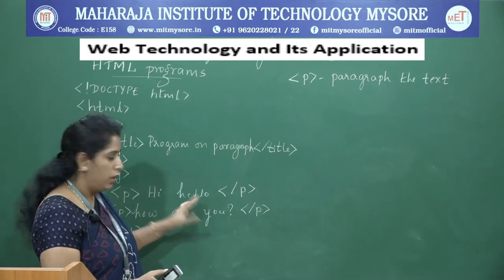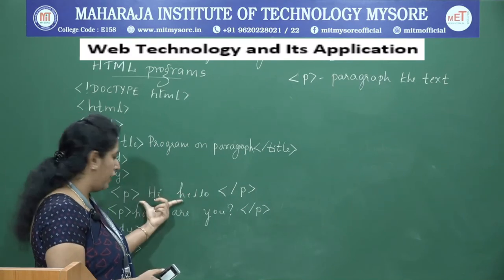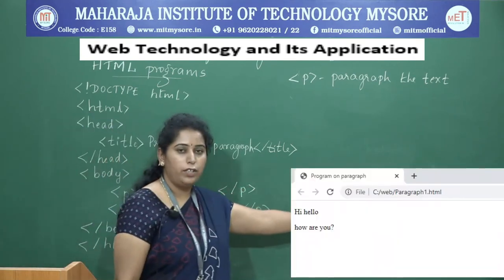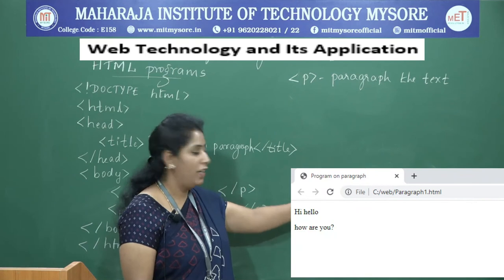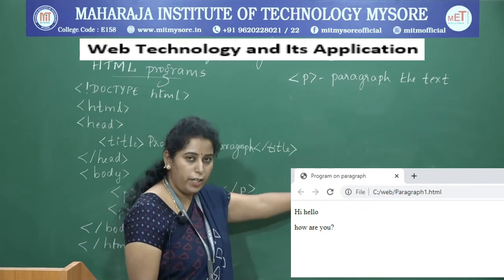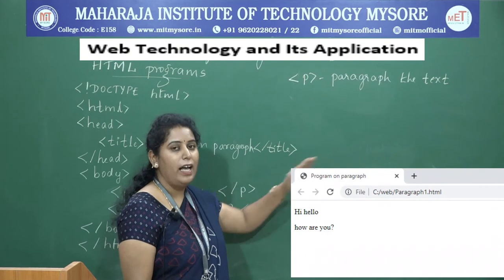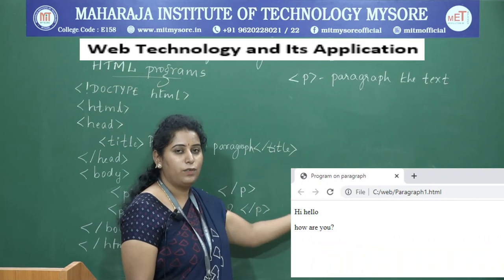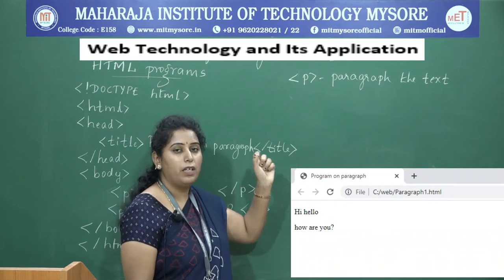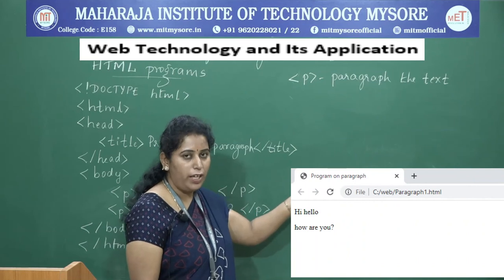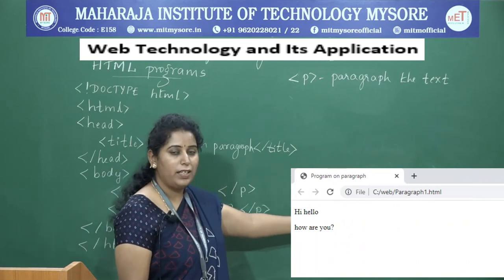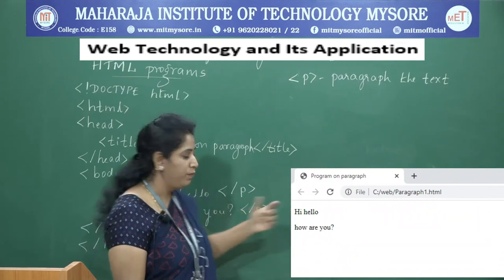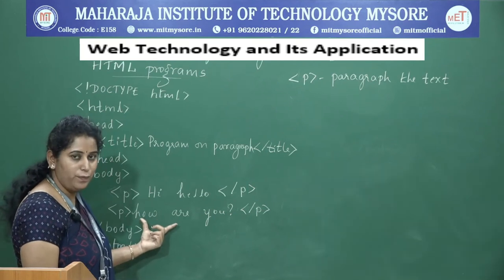Hi, hello is given inside one set of tags, and how are you is in another set of tags. Now you can look into the output that we are getting: hi, hello in one line, and how are you in another line. Why? I told you, right? Any text within a P tag will form a paragraph. So in this output you can notice that hi, hello is one paragraph and how are you is another paragraph, since it has been coded in this way.